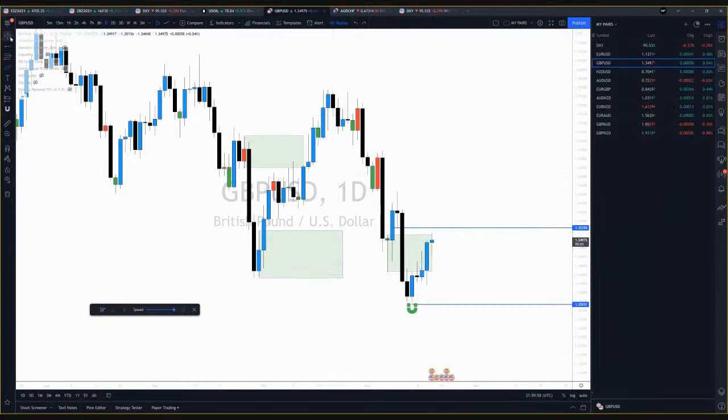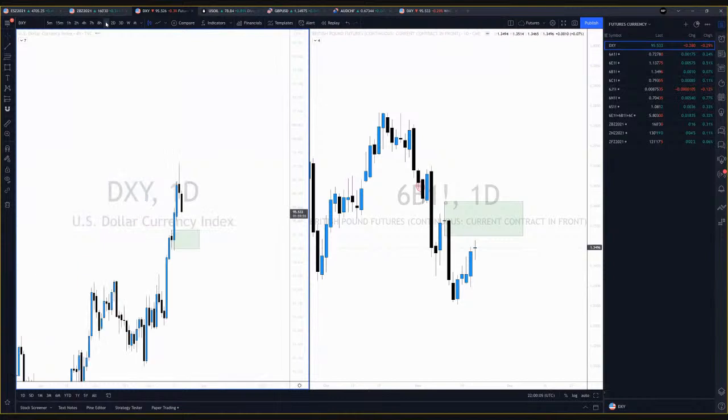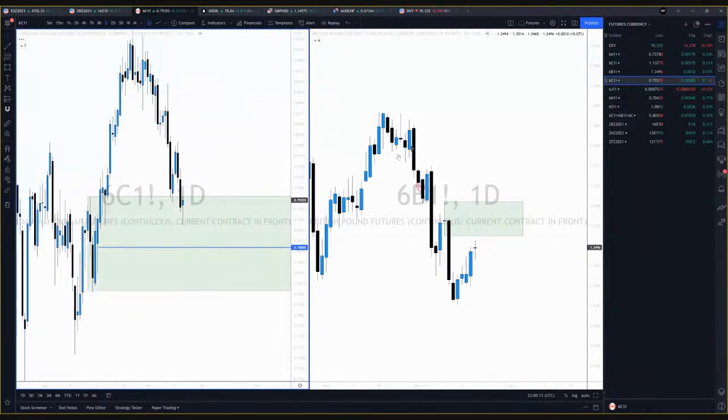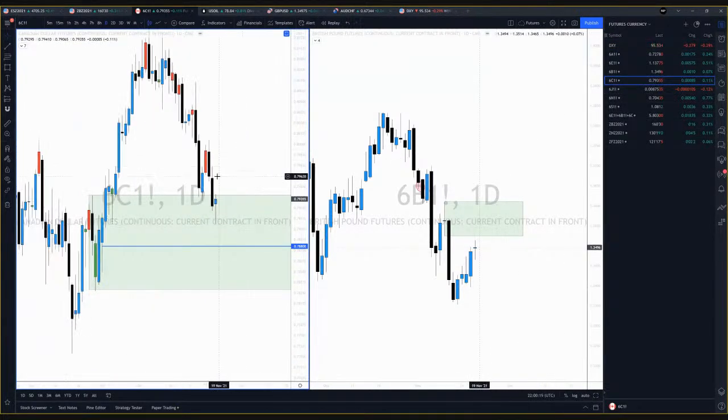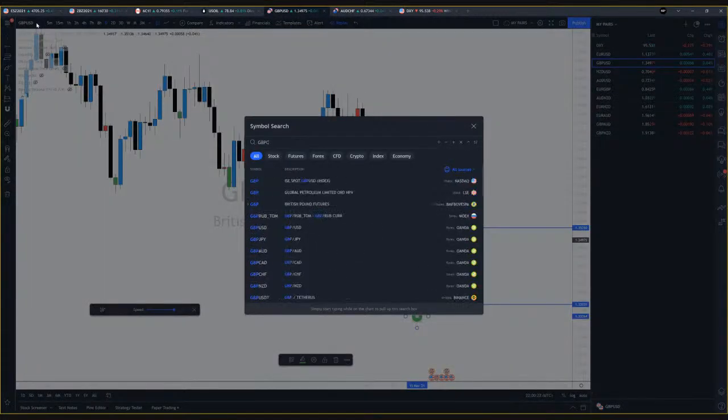So go back to this. That's the Dixie. All right, and you can do, let's say CAD. Let's look at CAD. CAD is weak compared to the British pound, so pound CAD should go up. Let's see, GBP CAD.